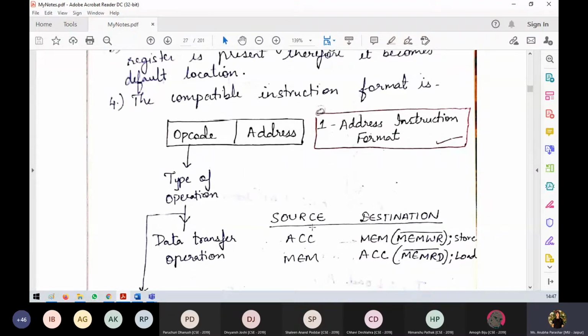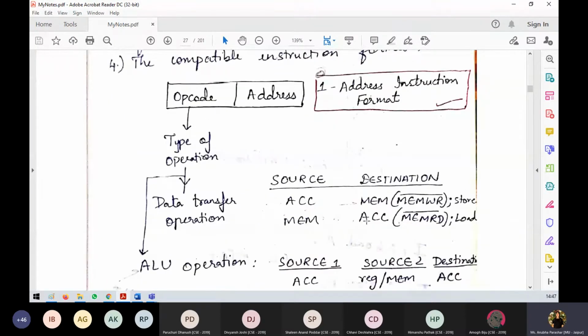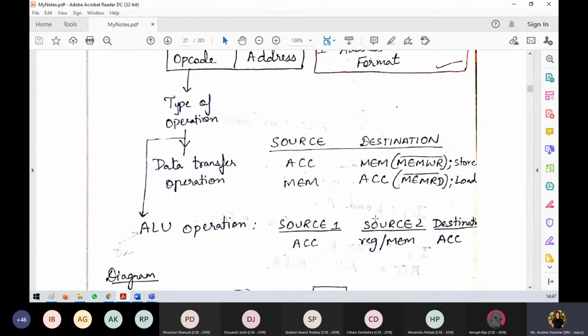I'll show you how. Suppose source and destination are there. Destination could be any memory or register. Let's say the register itself is the accumulator, or register or memory could be there, or the accumulator itself could be there. So suppose in the accumulator you have 30, and you do INR 30. That means the value in the accumulator will get incremented. How much? By 1, or maybe the step size.